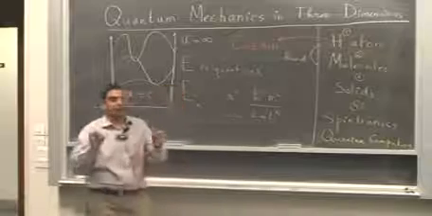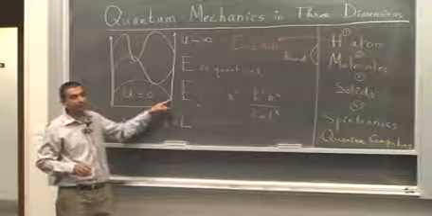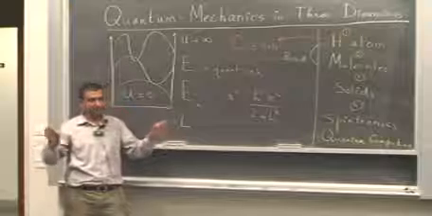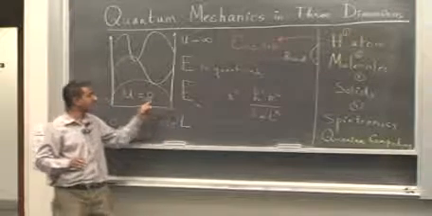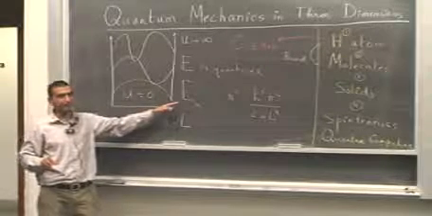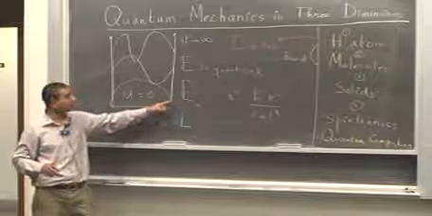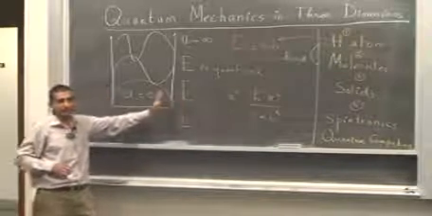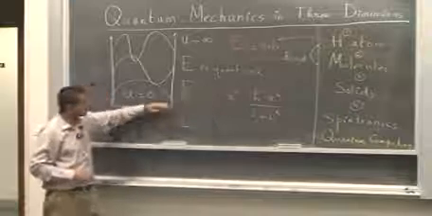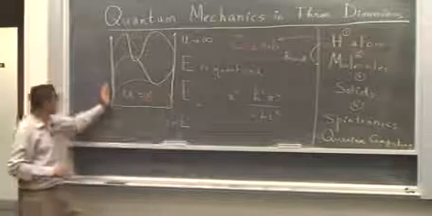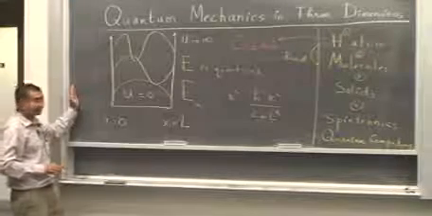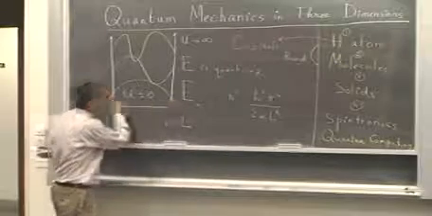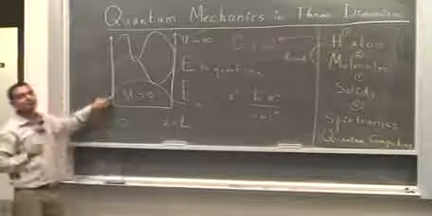Exactly, there have to be nodes at the boundaries. This is a bound problem, a bound system, and when we impose these boundary conditions, the wave function has to disappear in this region. It's not a finite well, it's an infinite well. The wave function has to disappear in this region and it has to disappear in this region. Therefore, since the wave function has to be continuous, at the walls the wave function must be 0.